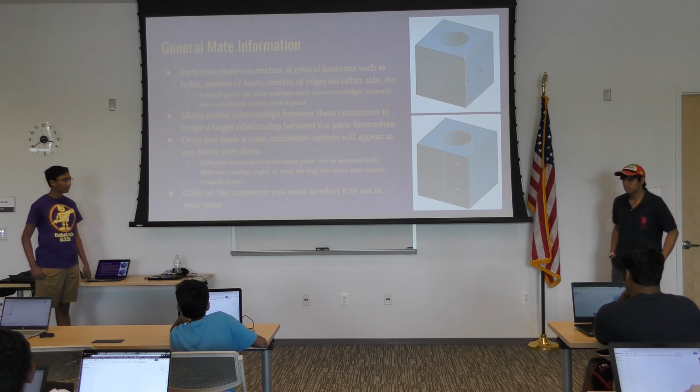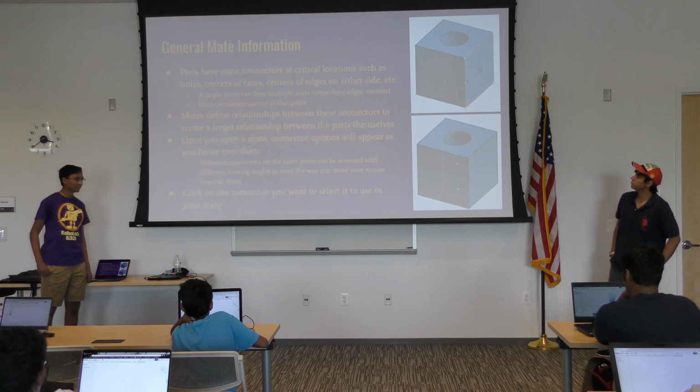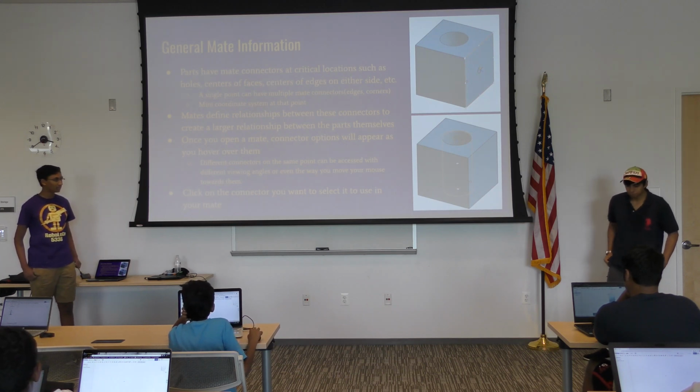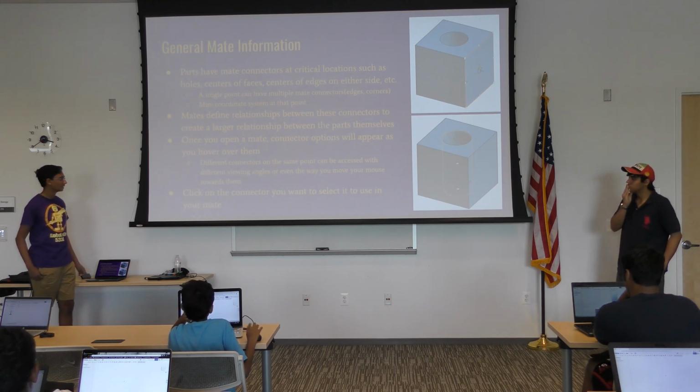So for example, if you have an edge, there's mate connectors on either side with both of the faces that make up the edge. So if you want to access the different ones, you might have to play around with moving your mouse in different positions and rotating the part so you look at it at a different angle, but you should pick that up as we get more practice.